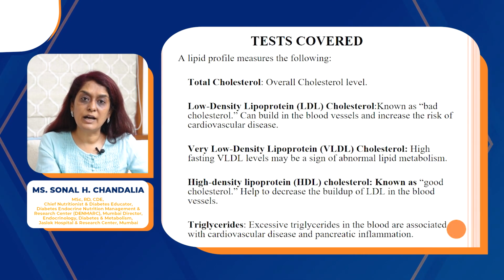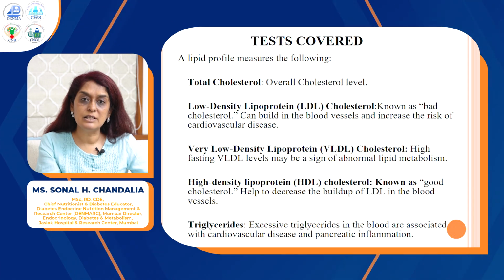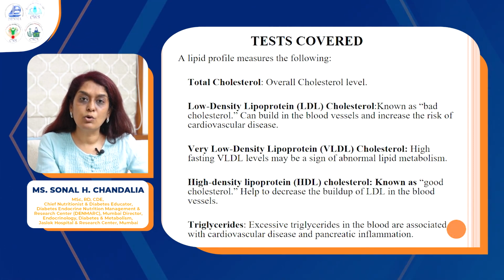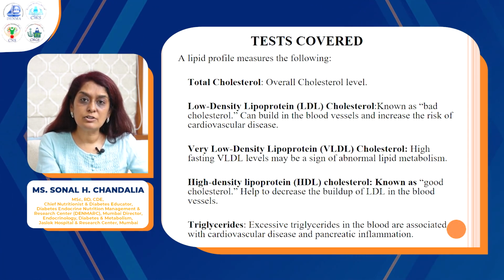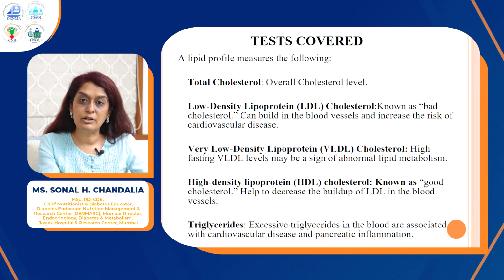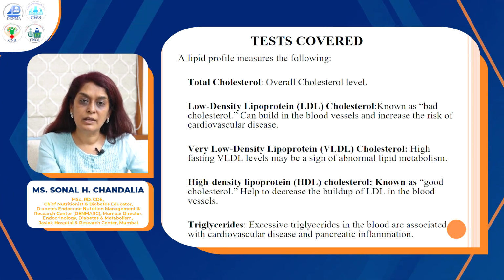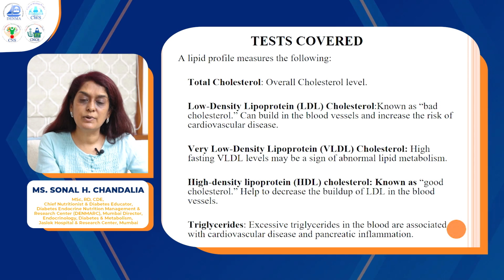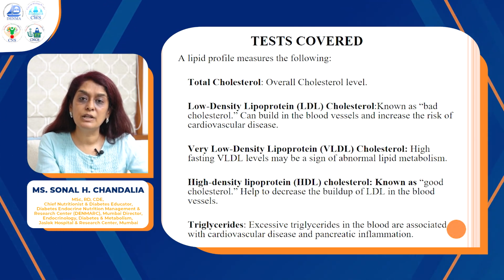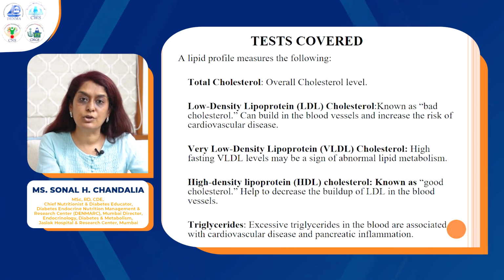Now, what does a lipid profile cover? The test really covers the total cholesterol, which means the overall cholesterol in your blood. So it's a total number which has all the other subcomponents of different types of cholesterol. The first of that type is LDL cholesterol. This cholesterol, as we commonly know, is called the bad cholesterol, and when it builds up in the blood vessels, it is the one that is causing the clogging of the arteries and increasing your risk of heart disease. The next one is very low density VLDL cholesterol, and sometimes even very high levels can show some abnormal lipid metabolism, so we always have to look into this.